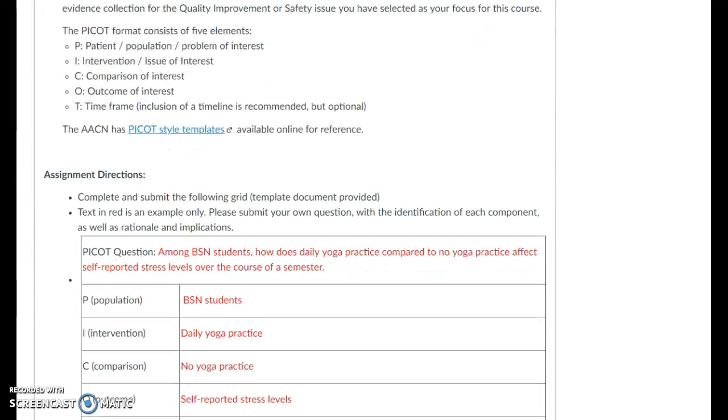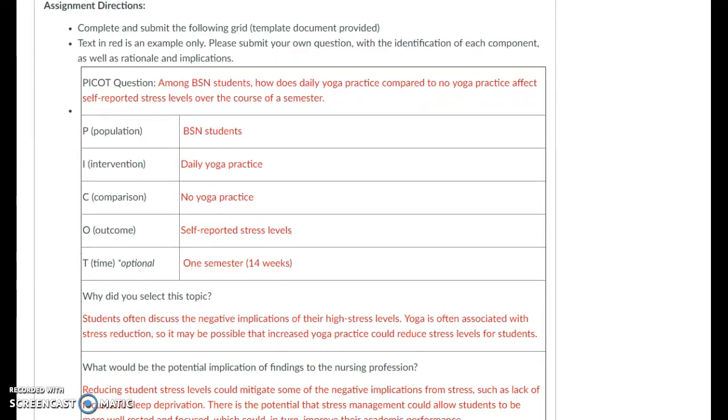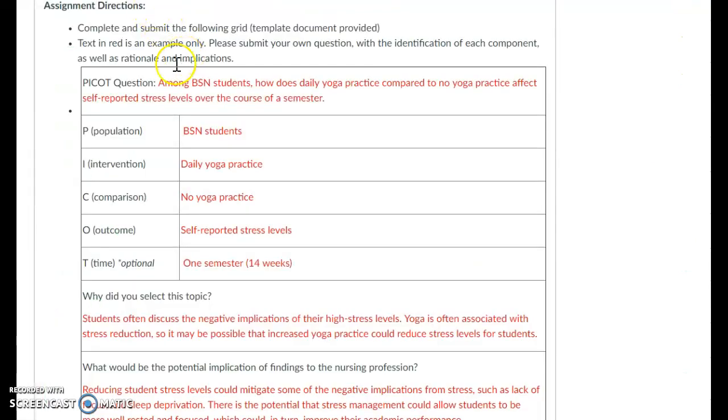There's a sample down here in the directions that shows you'll be filling out a grid, and when you go back to the actual modules page, you'll notice that there's a template in here. That's the template you'll use. You can fill it out, and then you're going to submit it into the assessment page. But here's a brief example.